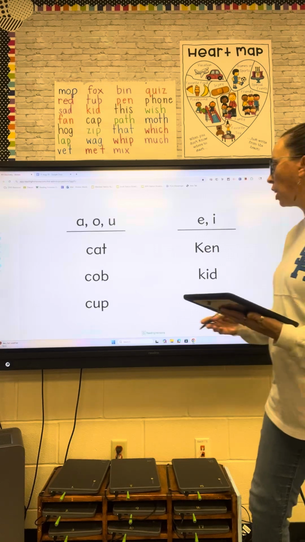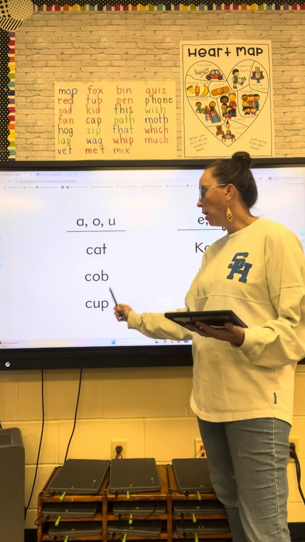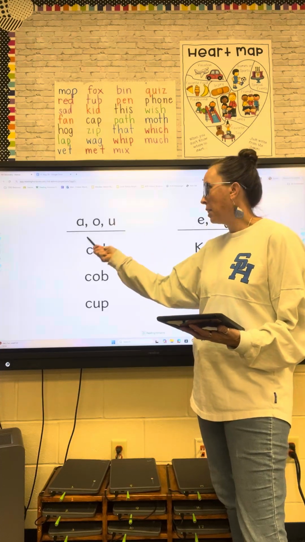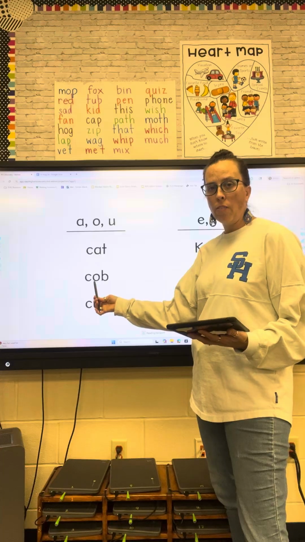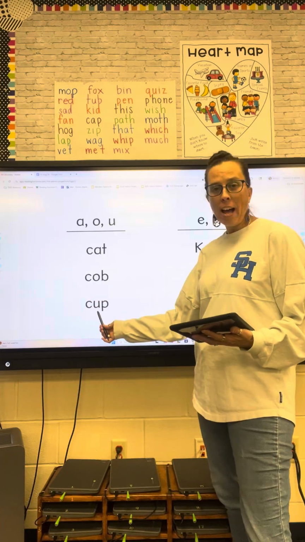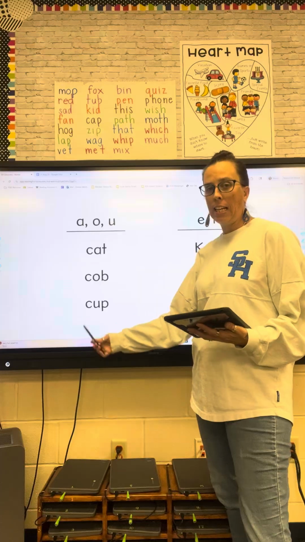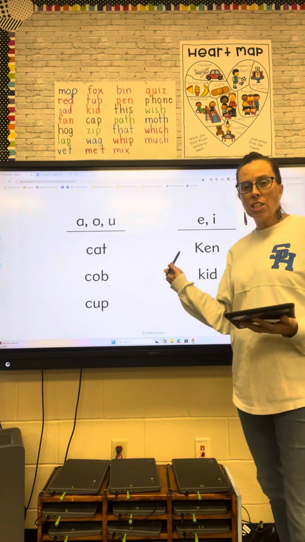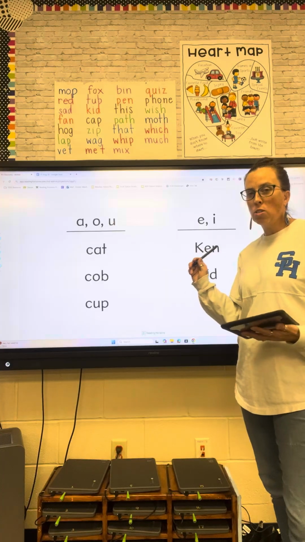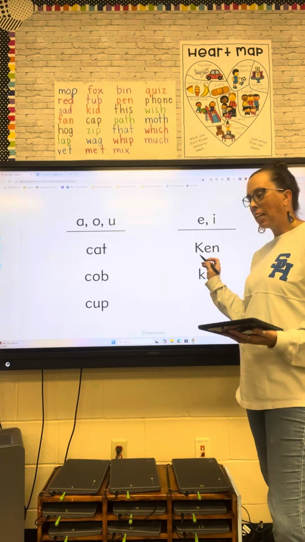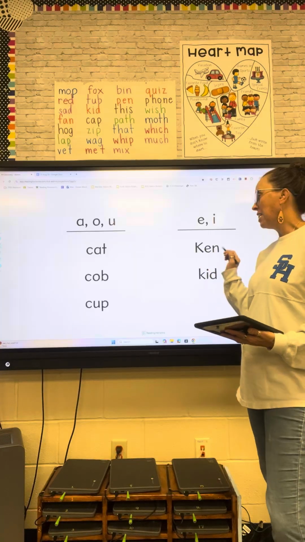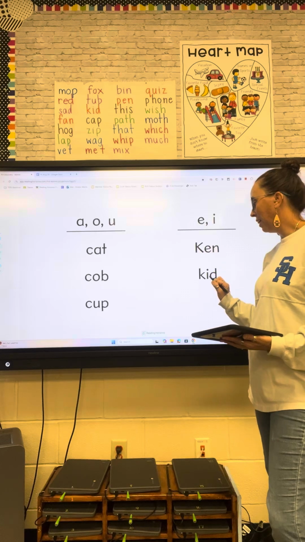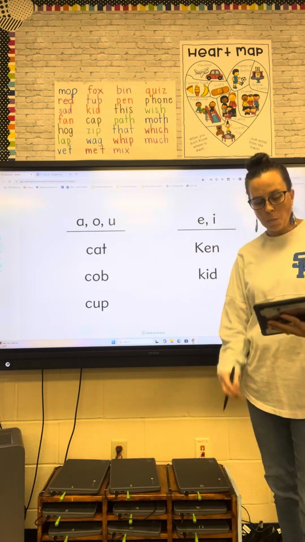All right, if you look at this chart, you see cat, cob, and cup. Cat has A for the vowel, so it's going to be with a C. Cob has O for the vowel, so it's going to be with the C. And then cup has U for the vowel, so it's also going to be with the C. On the other side, we have Ken and kid. There's not a lot of words that have K-E at the beginning of them. Most of them are names. So that's the reason the K is capitalized or uppercase, because that's the name of a person, which is a proper noun. So Ken has the E, which starts with a K, and then kid has an I, which means it gets a K as well.